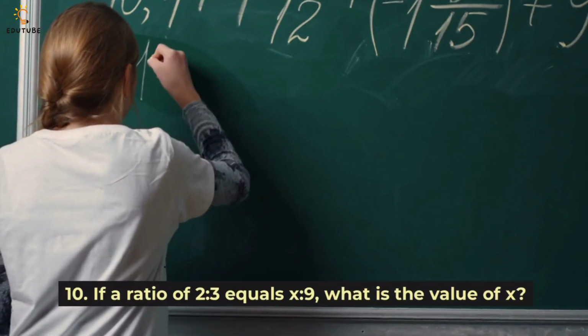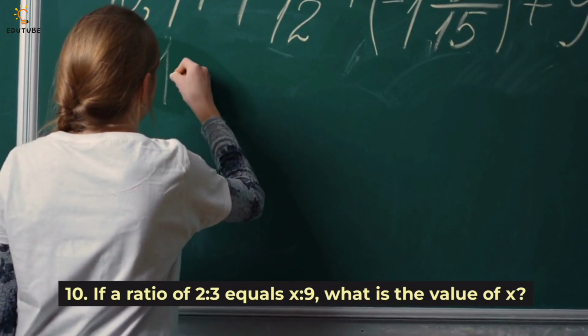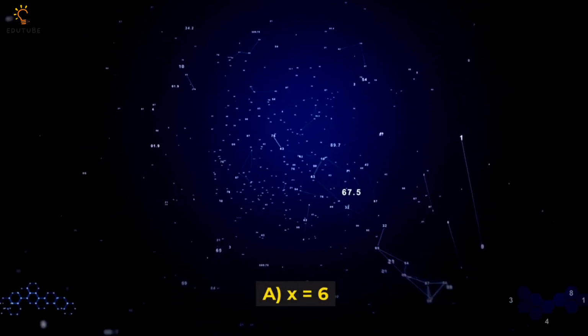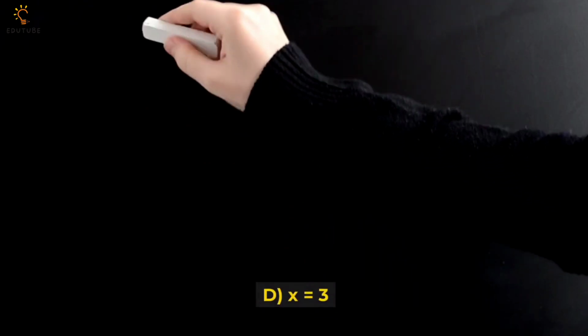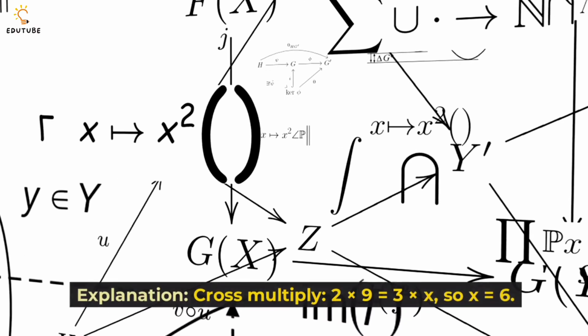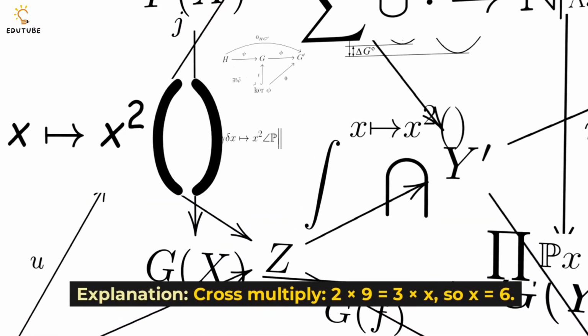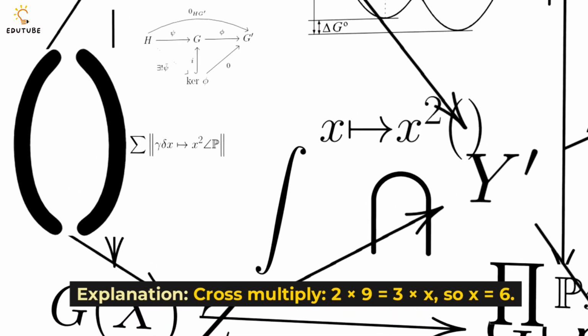10. If a ratio of 2 to 3 equals x to 9, what is the value of x? A. x equals 6, B. x equals 4, C. x equals 5, D. x equals 3. Correct answer: A. x equals 6. Explanation: Cross multiply. 2 times 9 equals 3 times x, so x equals 6.